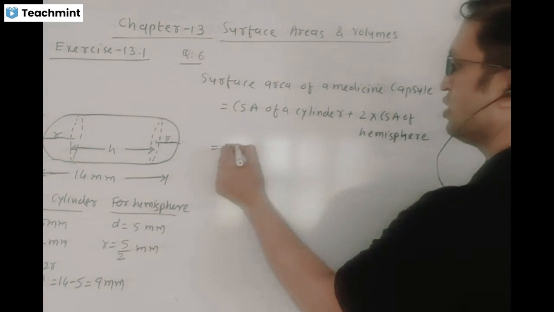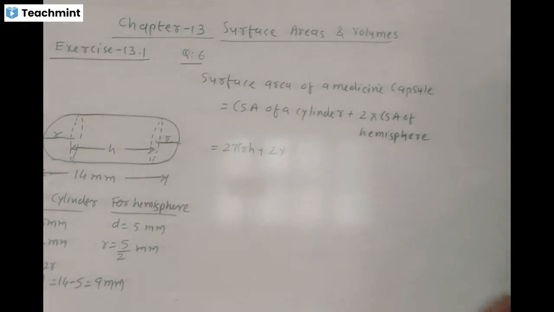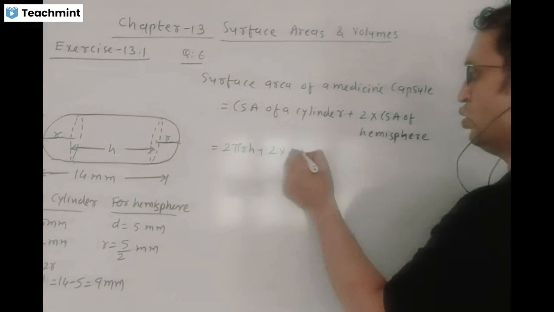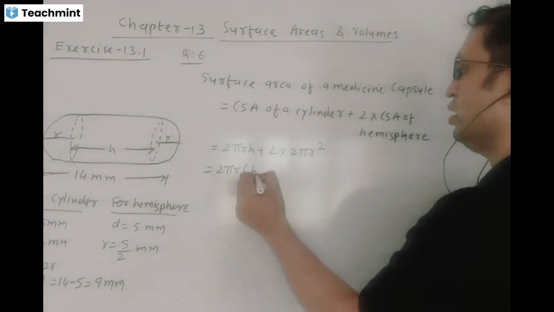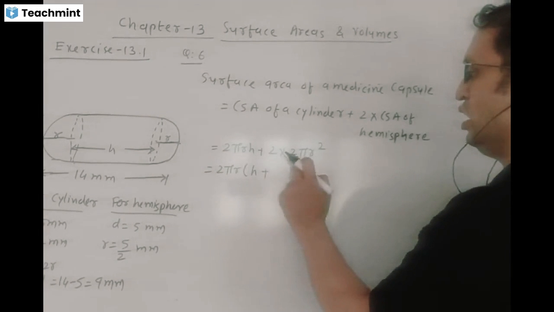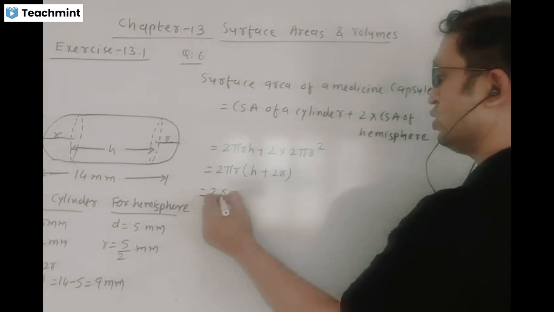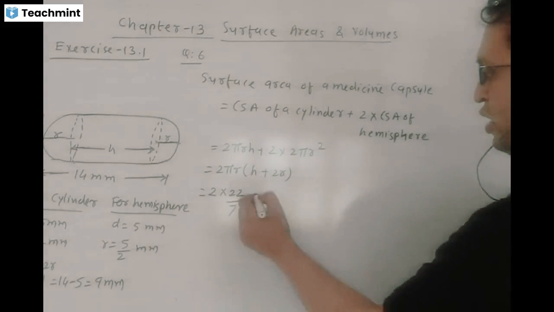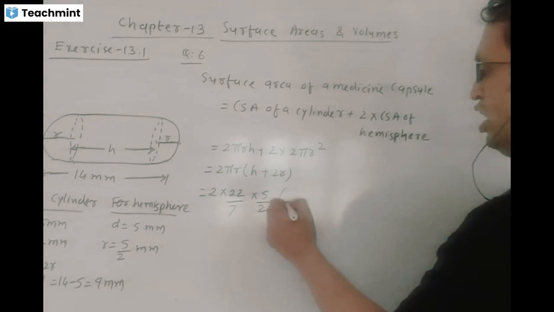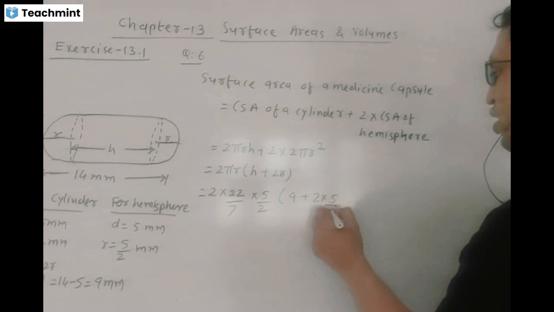Curved surface area of a cylinder is 2 pi r h, plus 2 multiplied by the curved surface area of a hemisphere, which is 2 pi r square. 2 pi r is common, and the remaining terms are h plus 2r. Substitute the values: pi is 22 by 7, r is 5 by 2, h is 9, so h plus 2r is 9 plus 2 multiplied by 5 by 2.